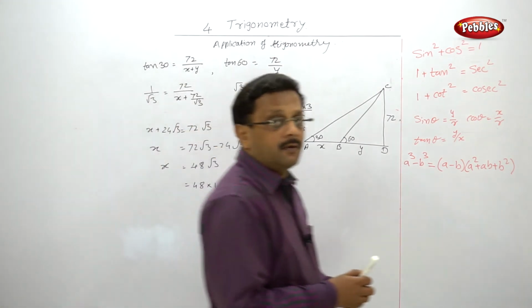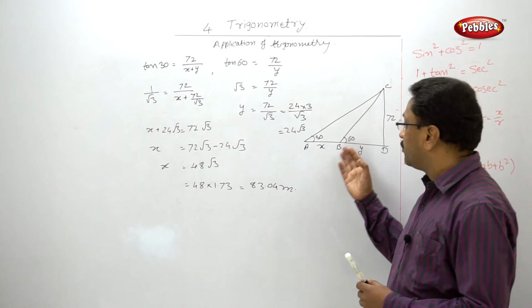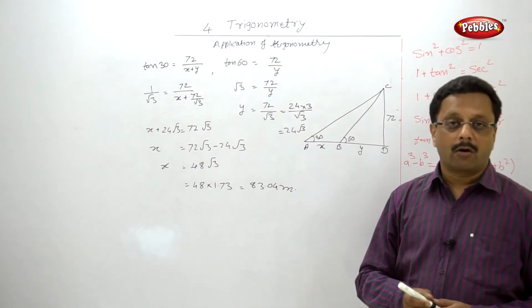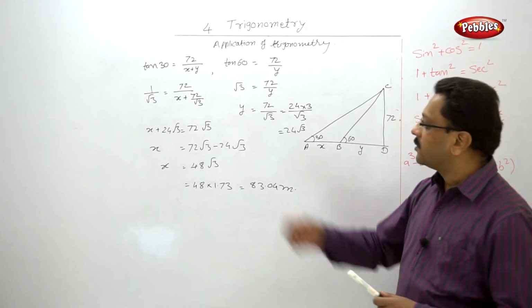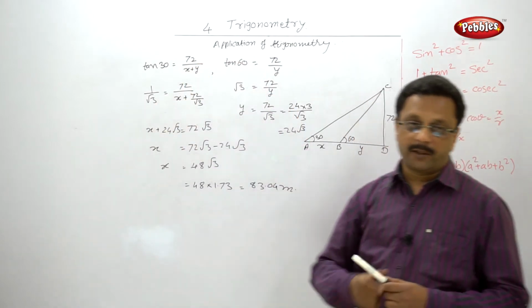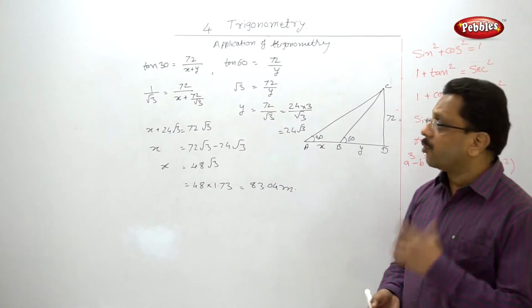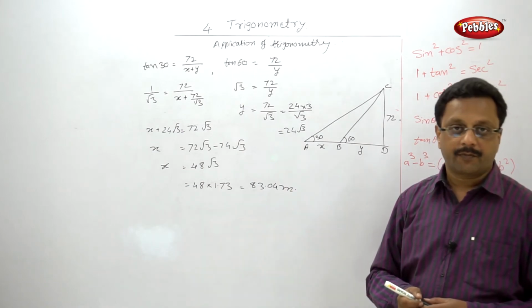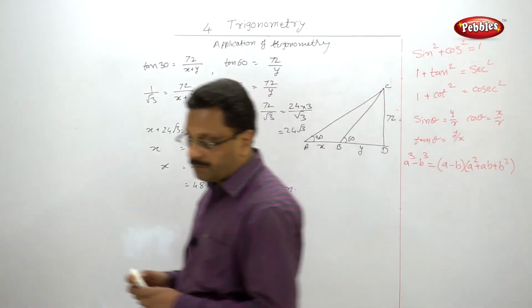Very simple. Once the figure is perfect, this can never be wrong, because this is a simple use of trigonometry. Rather, I'll say 4.3 was a little bit more difficult than this. Correct? Let's see one more problem.